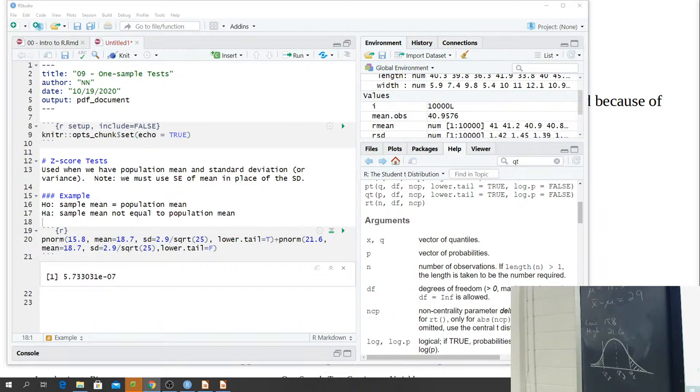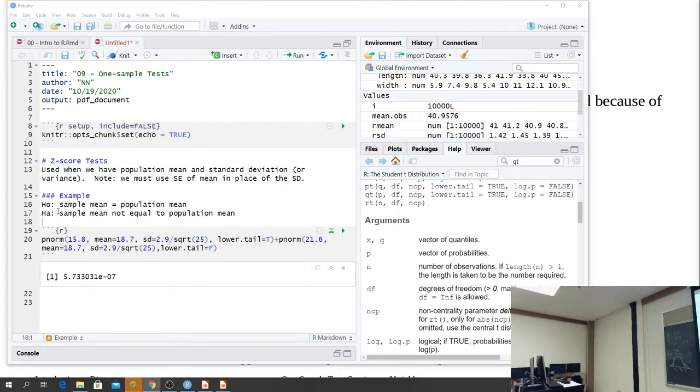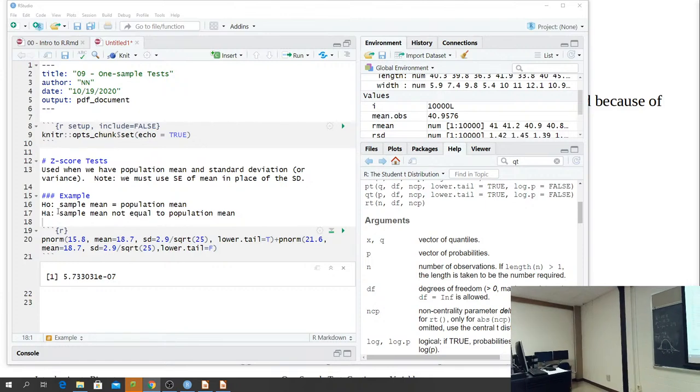So, in this z-score test, this example is testing if our sample mean is equal to this population mean. Our alternative is that it's not equal. So, is this a one-tail or a two-tail test? Two-tail test, all right? So we account for both of our tails. We have to figure out how far away we are from the mean, and then go that number of units below and that number of units above.